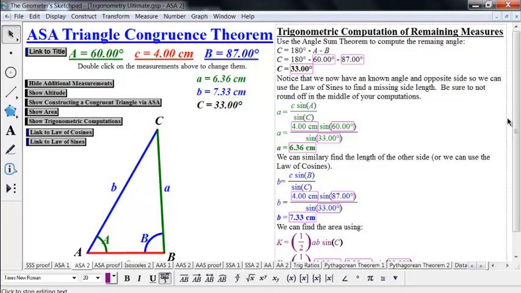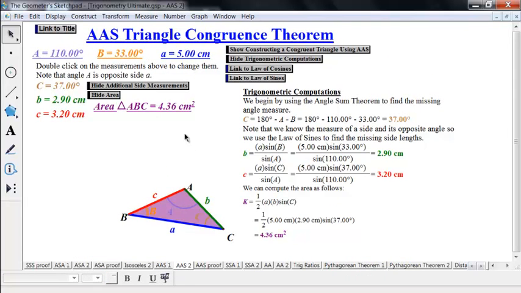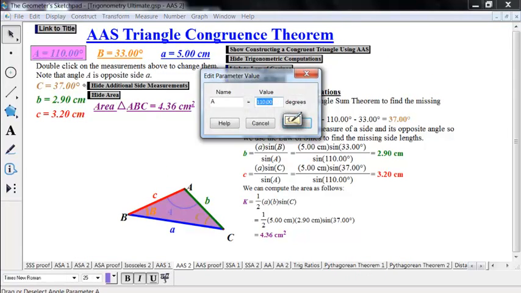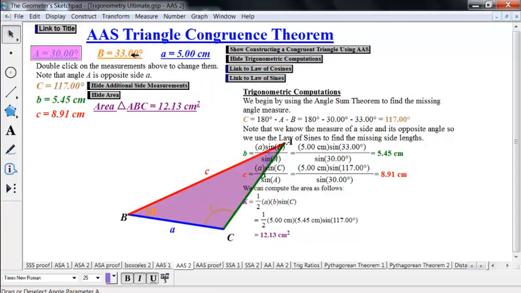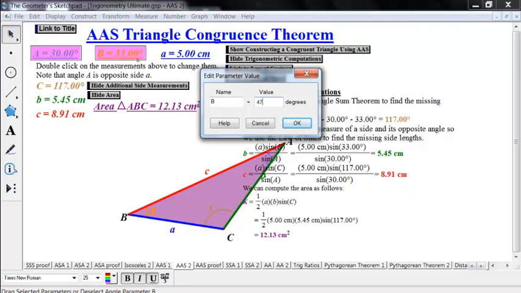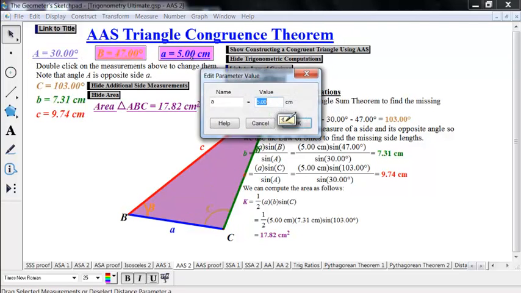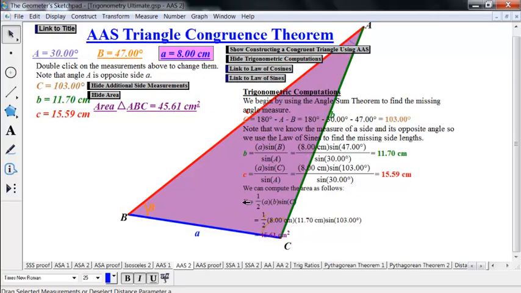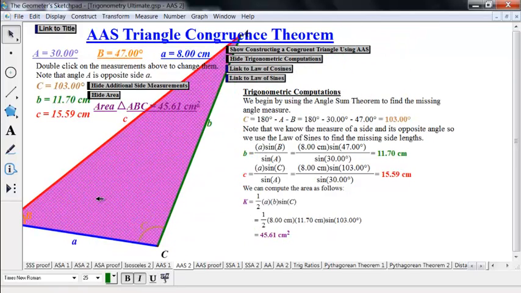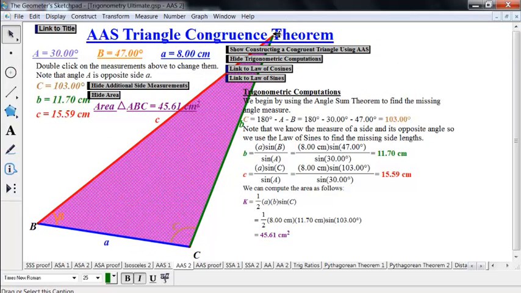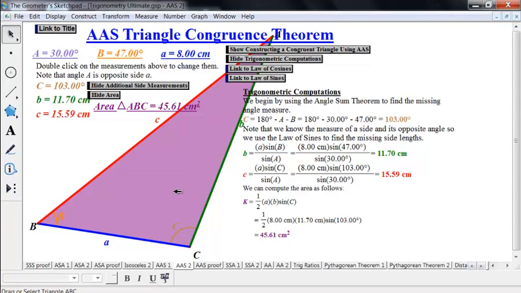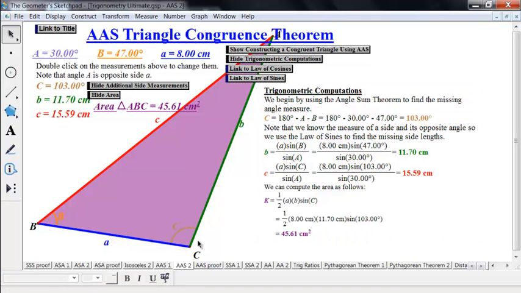That's the angle side angle. So I need to go to the AAS2 tab here. Change A to the first angle, which was 30 degrees. Change B to 47 degrees. And change the side to 8 centimeters. And this draws it in actual size. So if I actually were to print this out, this would actually print out exactly the right size. So it could be done by measuring, but of course you won't get a very accurate answer there, precision there.